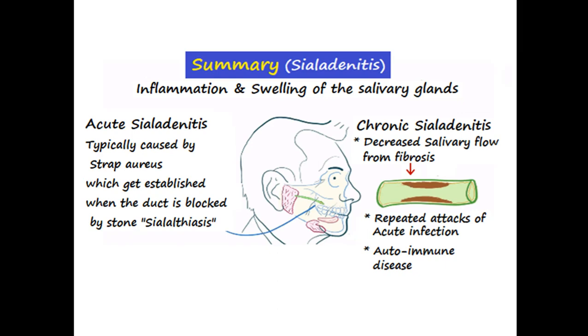In comparison, the chronic sialadenitis is related to the decreased flow of the salivary secretions as a result of the fibrous tissue that is formed in the salivary ducts, which become narrow, and there is decreased salivary fluid due to decreased production. The narrow salivary ducts may result from repeated attacks of the acute sialadenitis, and more often it is associated with autoimmune disease, particularly Sjogren syndrome.